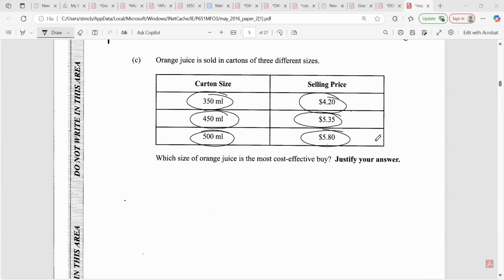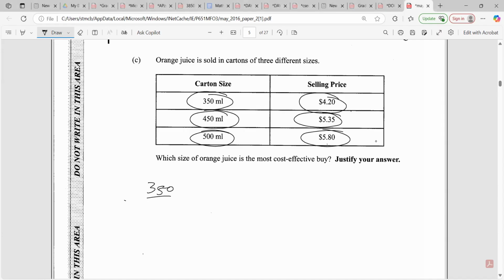So how do I think? I'd find out how many milliliters I get per dollar. To do that, I would say 350 divided by 4.20. And the one that gives me the highest would be the answer, because for every dollar I get that amount of liters. You guys may work it differently, but that's fine as well. But that's what I would do.